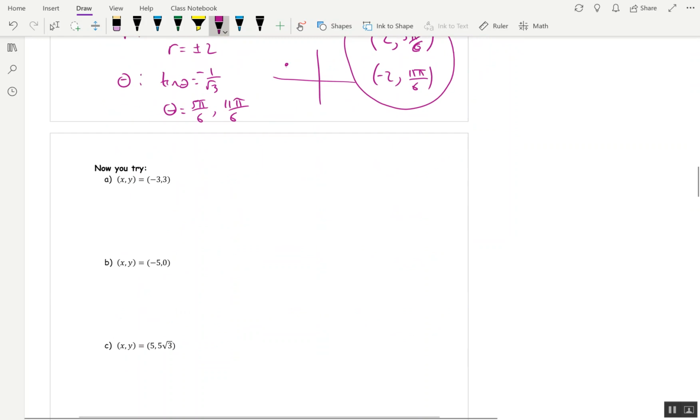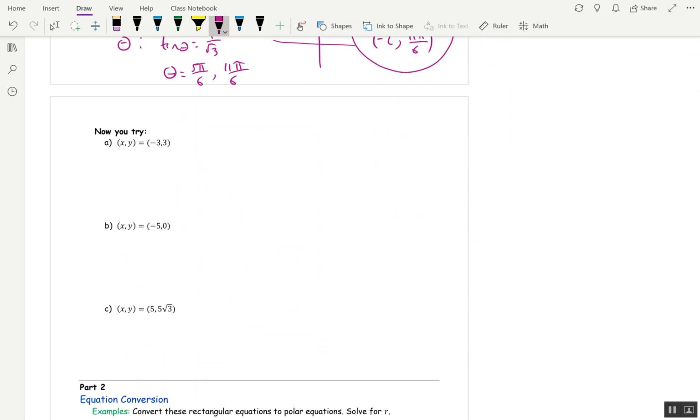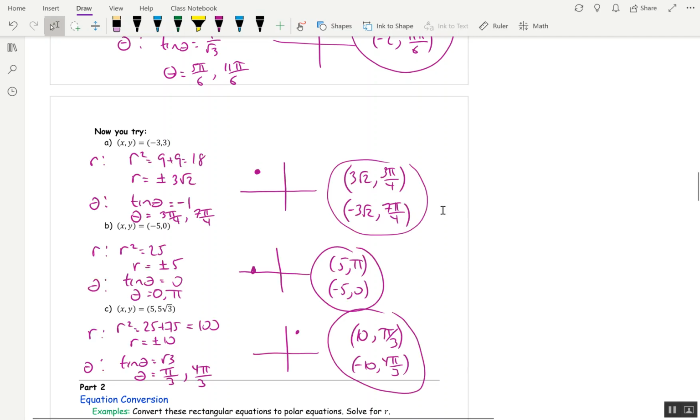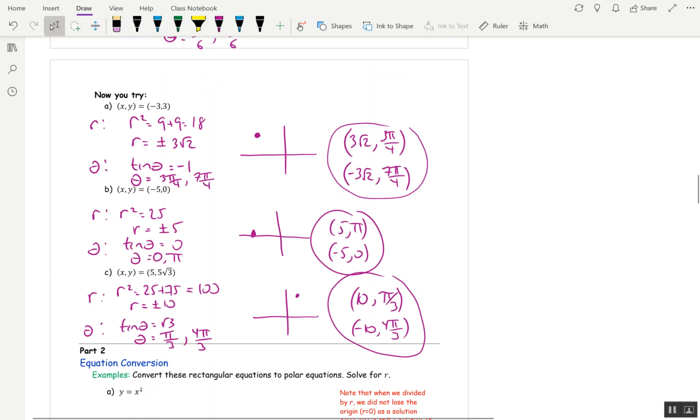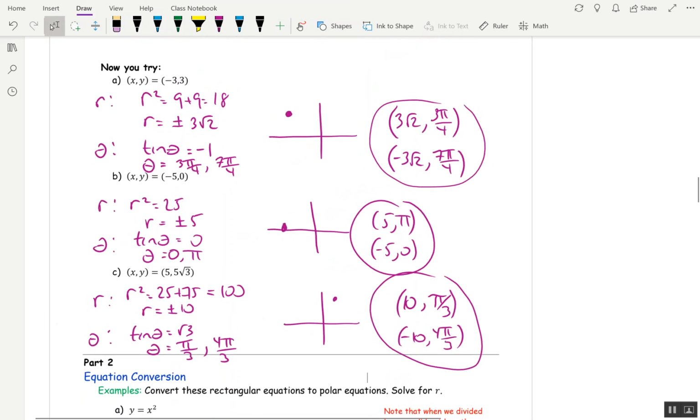All right, so you try these three. I'm going to pause it and put up the answers while you're gone, and then you can check your work. Okay, so this is what I came up with. You might want to pause it and make sure you come up with the same thing. And then in the second part of the video, we're going to start to convert between equations. So we'll convert Cartesian equations to polar and vice versa.